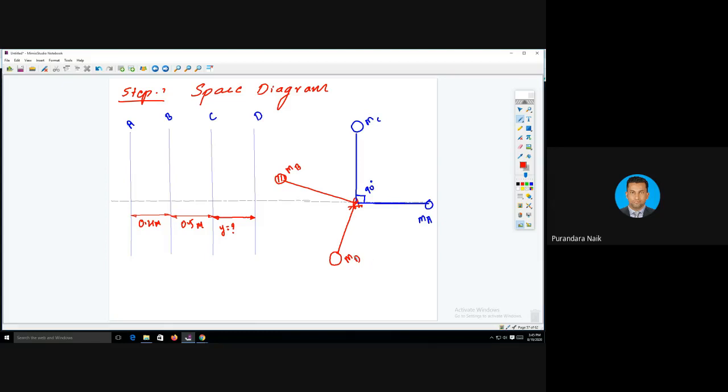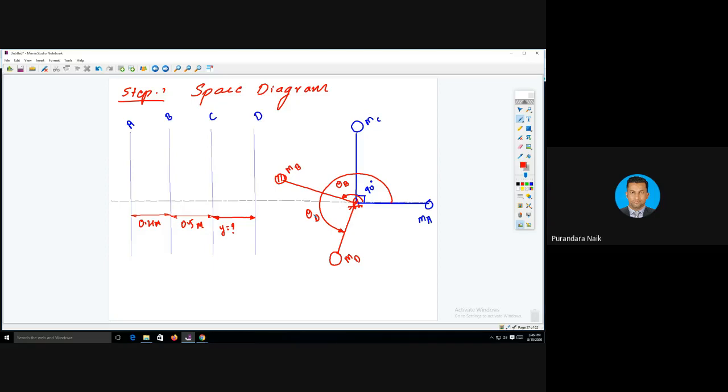Now this mass is known, but we don't know the angle. Let us take this angle here. This angle is theta B, and the last angle, mass of D, this angle is theta D. That we need to find out. So this is the front view, side view of the given system.